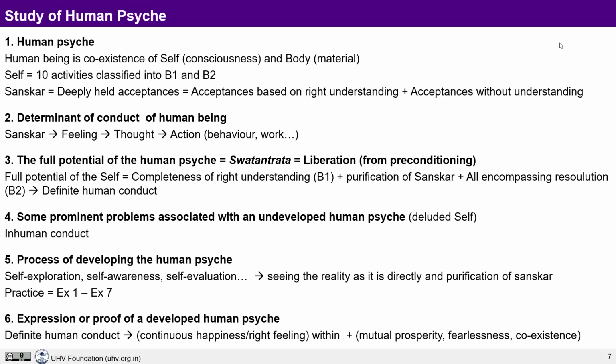Bhaiya, namaste. With my understanding, I think UHV itself is sufficient for the process of realization. So why do we need a separate subject called psychology, Bhaiya? Because I think this itself is sufficient. I have not studied psychology, but whatever we are studying as self, as sanskar, how to purify sanskars, that is psychology. So I was a little bit confused, Bhaiya.